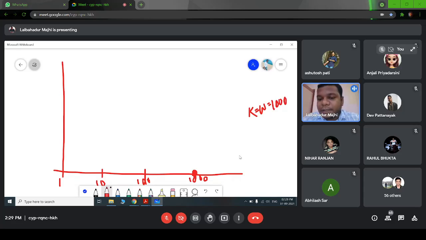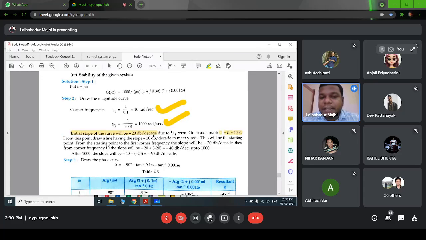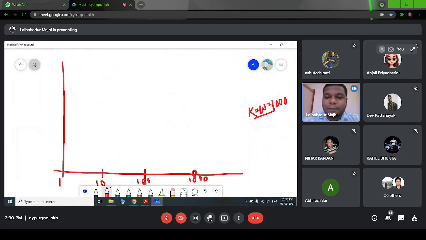So we mark this point, 1000, on the x-axis. We know our initial slope will be minus 20 per decade because we have a pole at the origin, or we can say we have a type 1 system. As we mark omega 1000 on the x-axis, from that point we have to draw the initial slope of minus 20 dB per decade. So this will be our starting point.